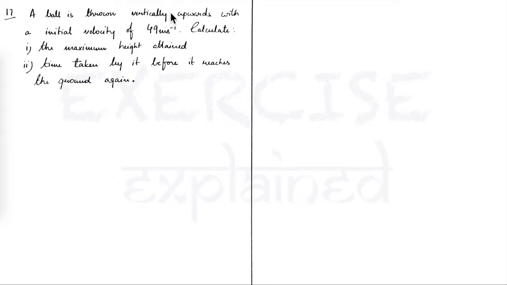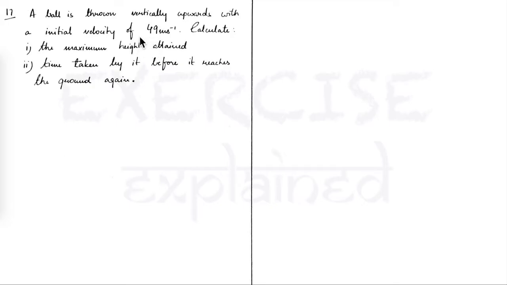A ball is thrown vertically upwards with an initial velocity of 49 meter per second. Calculate the maximum height attained, and the time taken by it before it reaches the ground again. So we need to find the time, that is the time to go up plus the time to come down, because it is given clearly that before it reaches the ground again. That means we need to find a one-way time and we will be multiplying that by 2. Maximum height attained, so we'll be finding height.